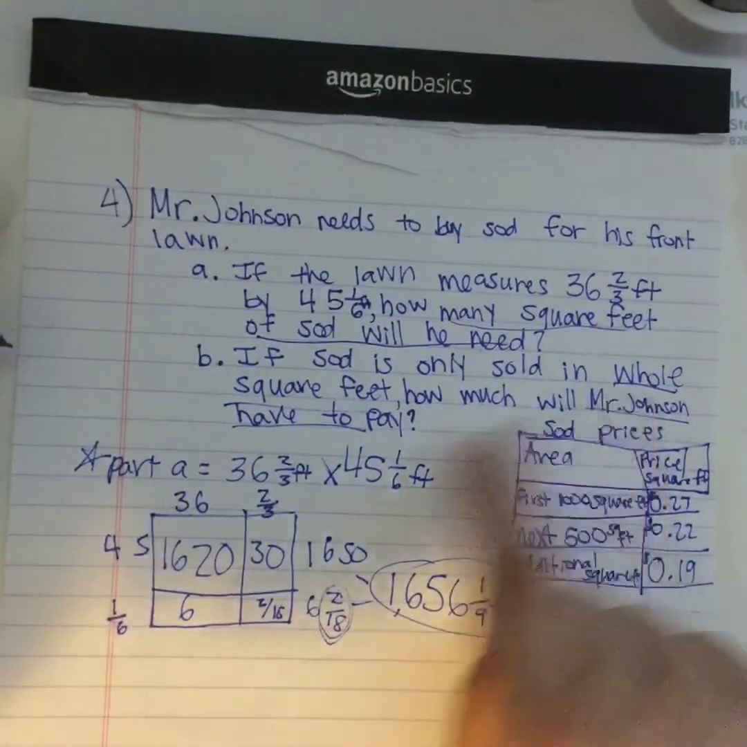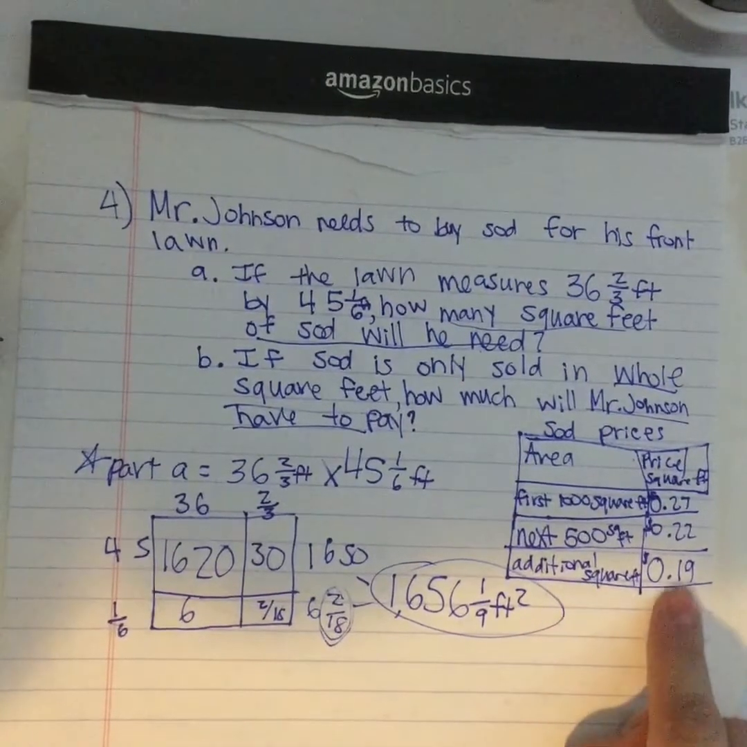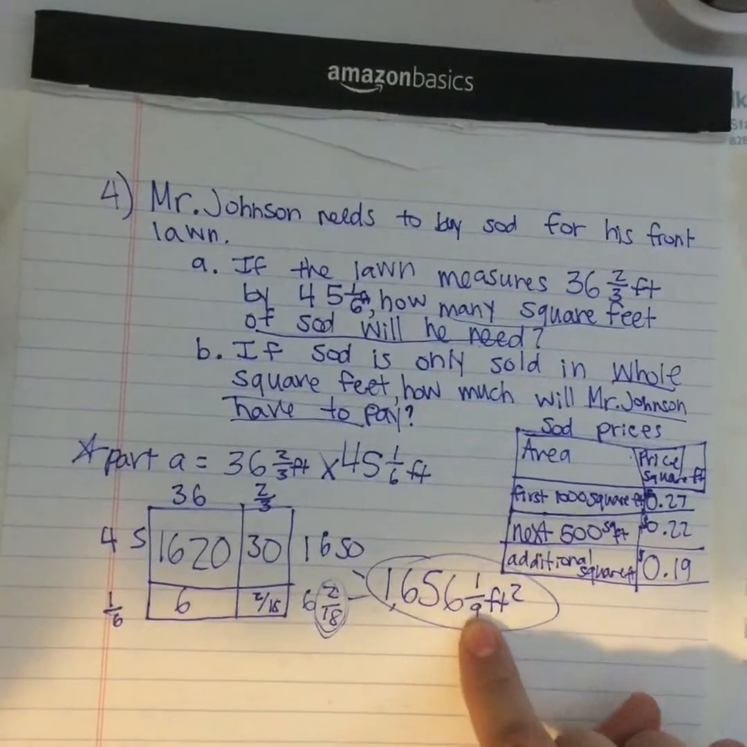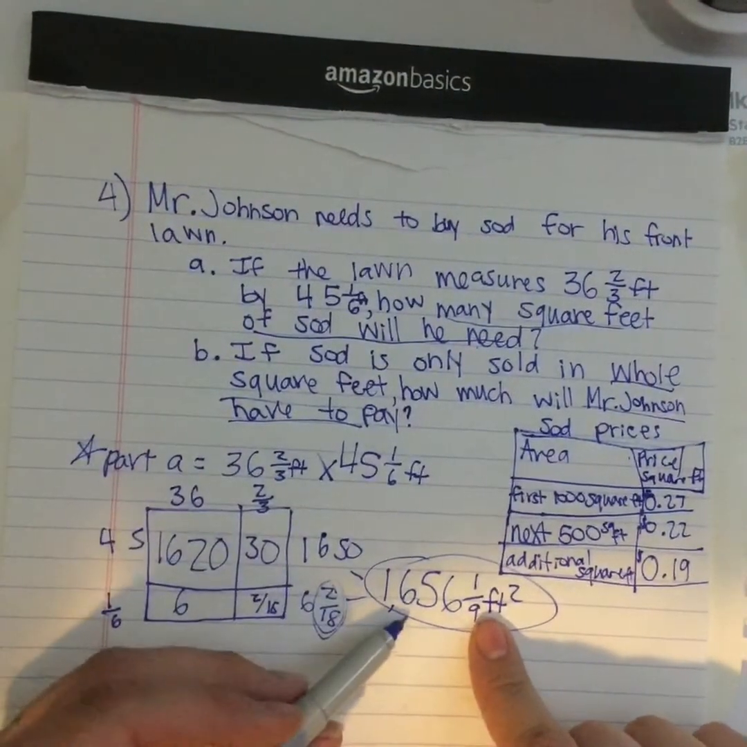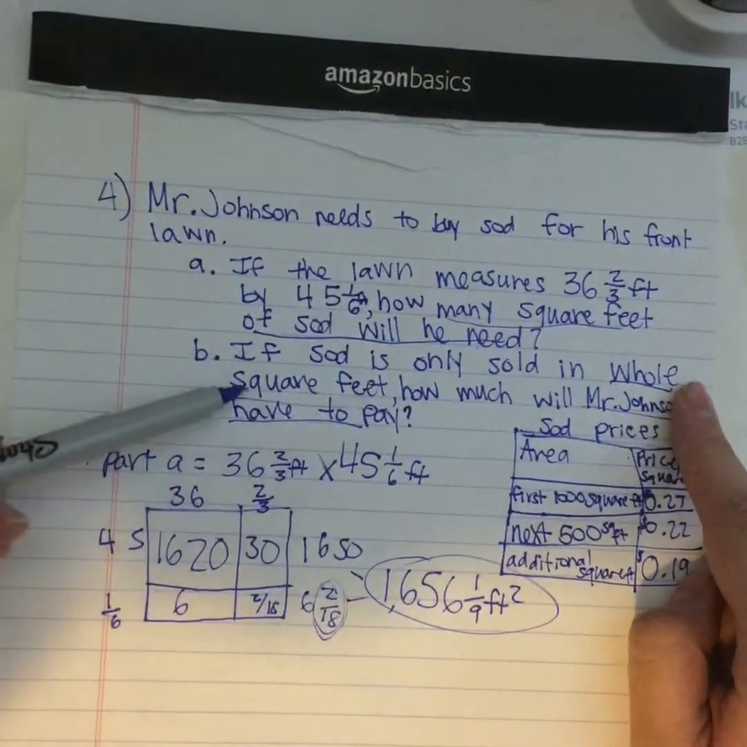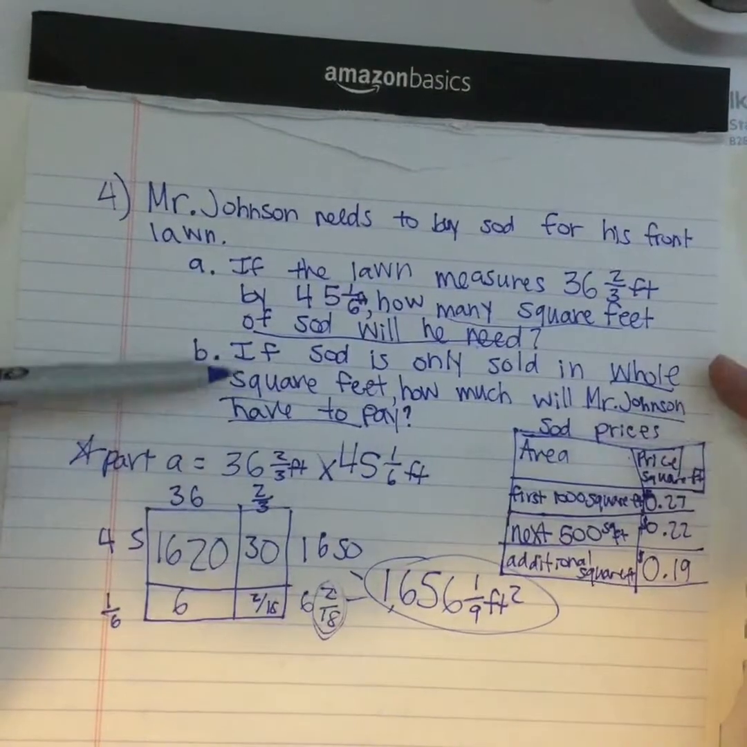So I noticed that they're saying whole square feet, because if you look over here, we're not going to be breaking down this 19 cents into this 1/9. So what we're going to be doing is rounding this to a whole number. That way we have enough sod.